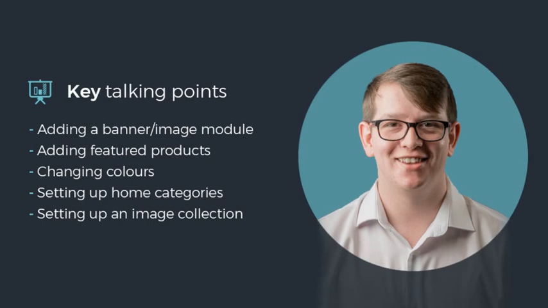So we've got a few key talking points on what we're going to be going through. How to add an image collection, adding banners, images, setting up some featured products, changing the colours of your store, and setting up some home categories. So just a few bits that we'll be covering today. Some of the people watching this may have seen it already, but it's a bit of a refresher for those that haven't seen this before. So we'll get started.